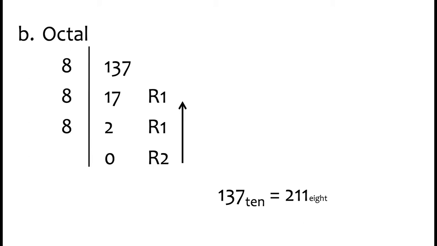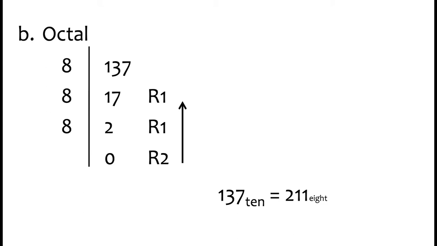Not possible, you move to 13. 8 in 13, you will get 1. And 1 times 8 is 8. You'll be left with 5. It becomes 57. So 57 divided by 8, you will have 7. 7 times 8 is 56. You have remainder 1. You now move ahead.